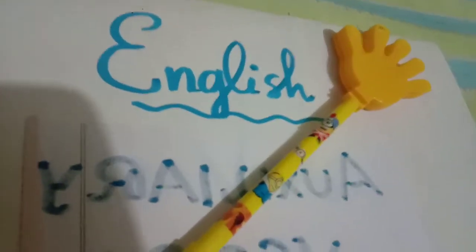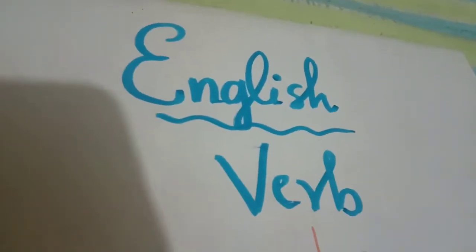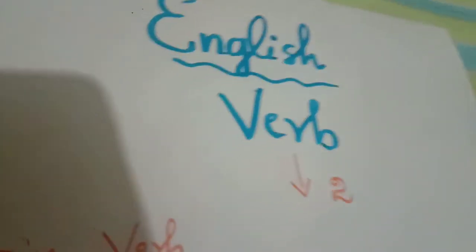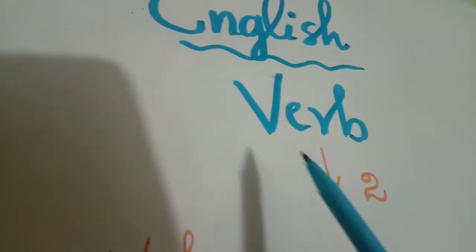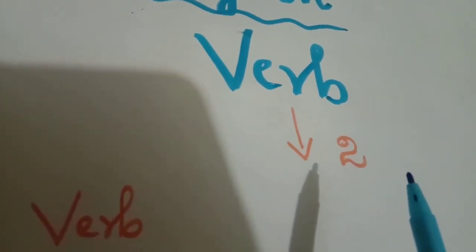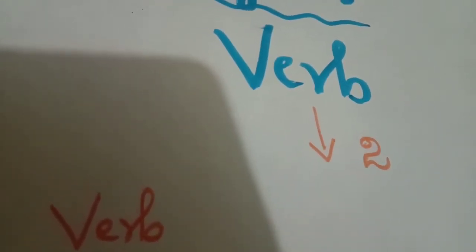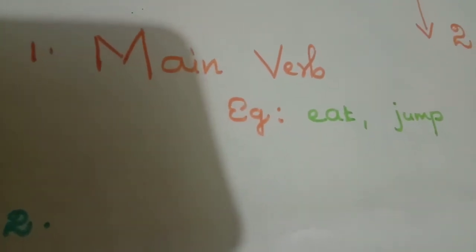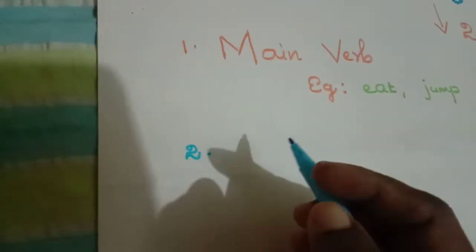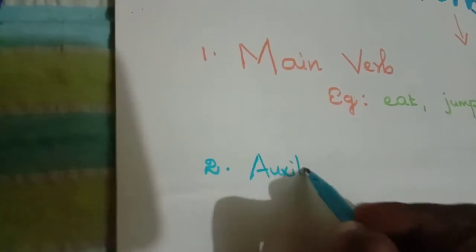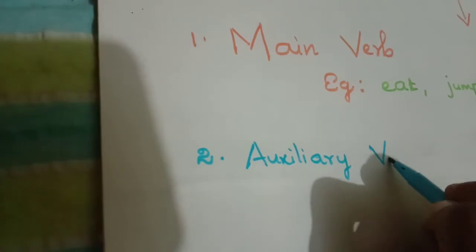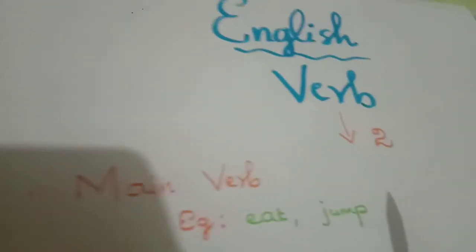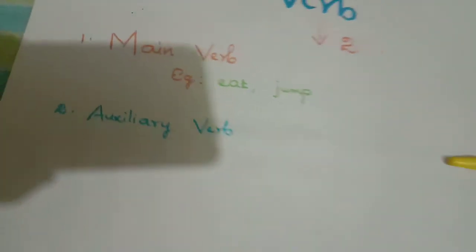And today we are going to learn about verb and its divisions. This verb is divided into two. The first one is main verb and the second one is auxiliary verb.